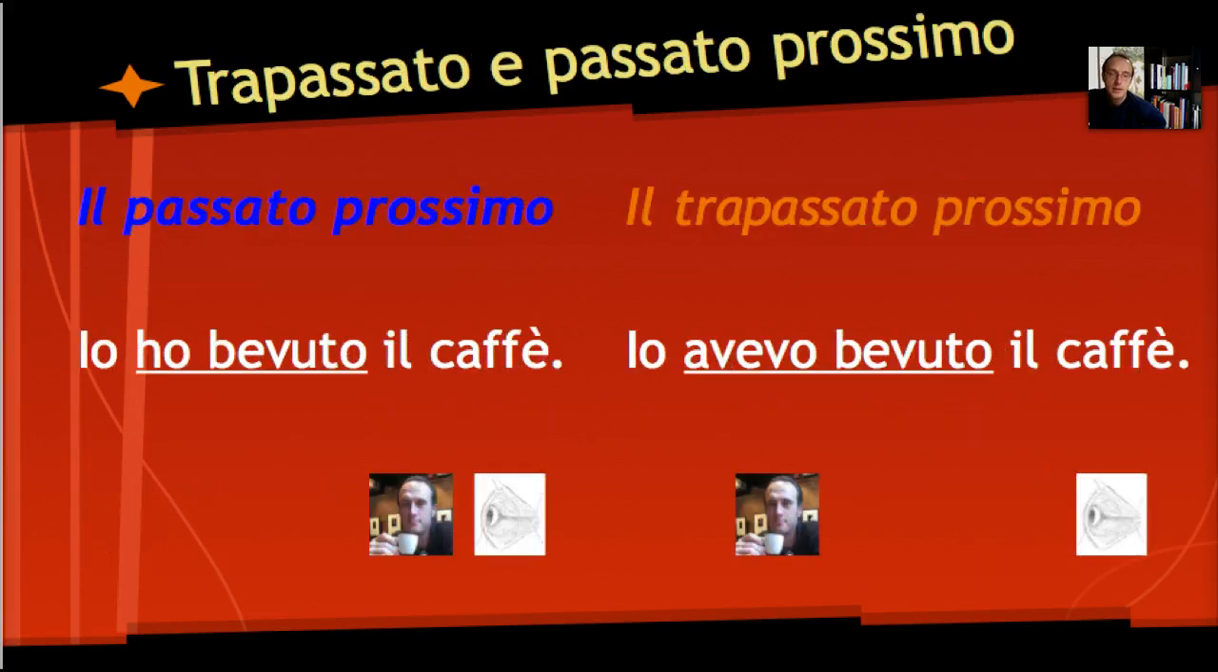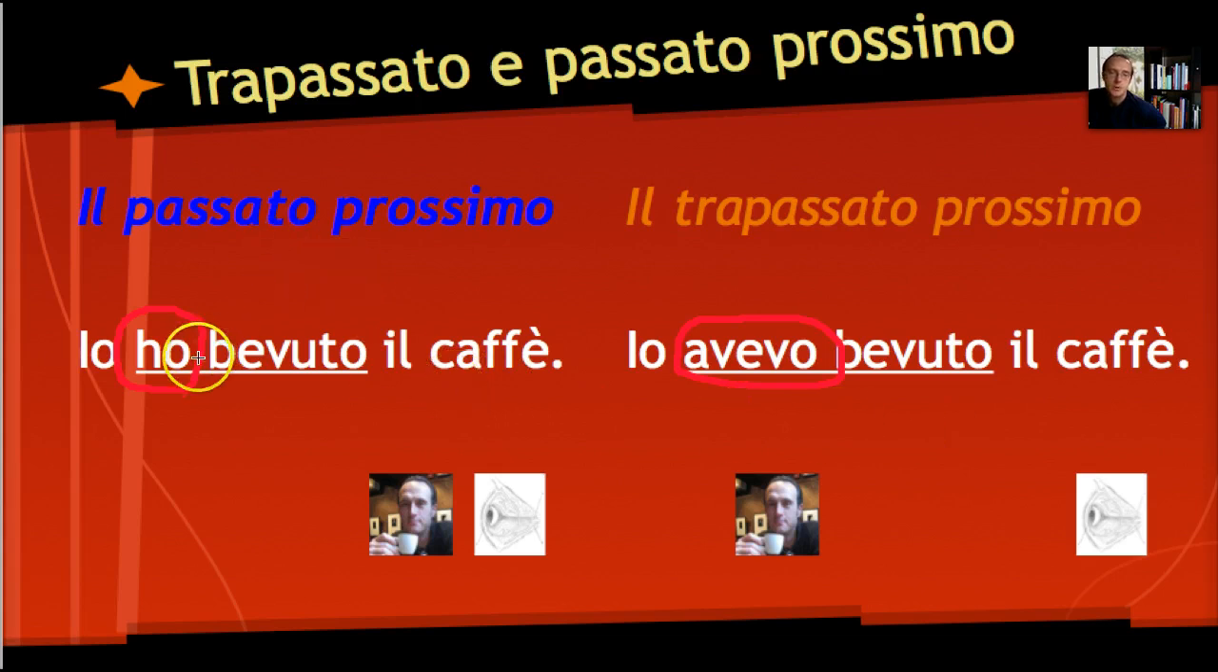Okay, let's see a parallel between the passato prossimo and the trapassato prossimo. You see that in the passato prossimo we say io ho bevuto il caffè, and the trapassato prossimo would be io avevo bevuto il caffè. So the only difference really between the two forms is the tense of the auxiliary verb. Because bevuto is the same, so the past participle is the same, the only difference is done by the ho versus the avevo in the trapassato prossimo.